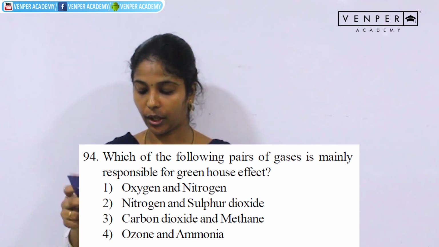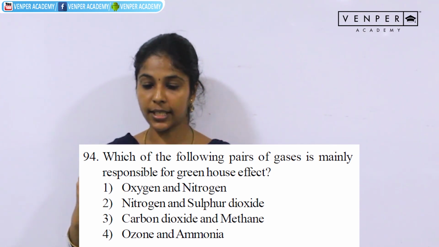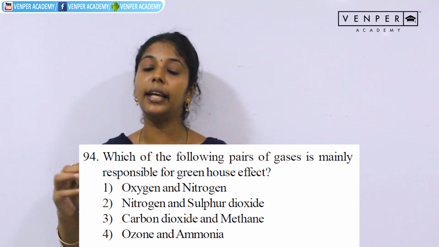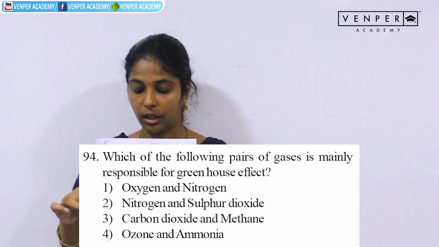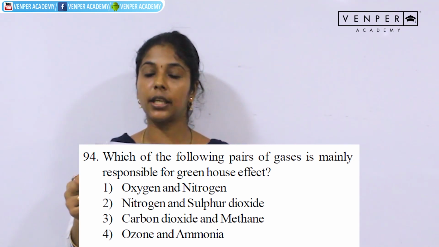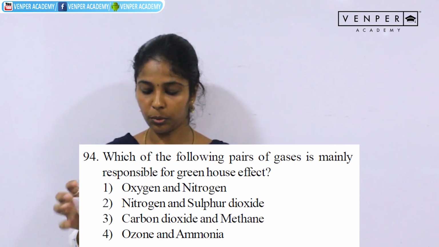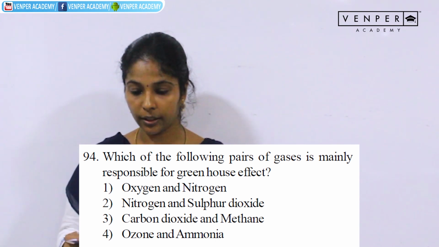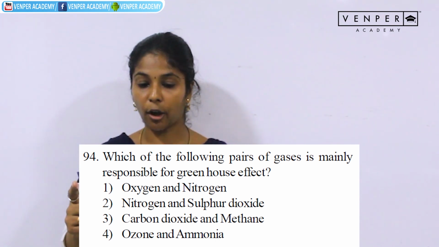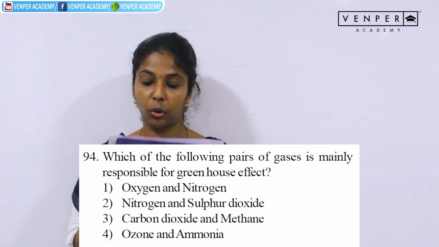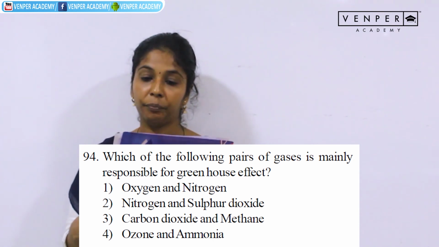94th question. Which of the following pair of gases is responsible for greenhouse effect? Option 1, oxygen and nitrogen. Option 2, nitrogen and sulfur dioxide. Option 3, carbon dioxide and methane. Option 4, ozone and ammonia.